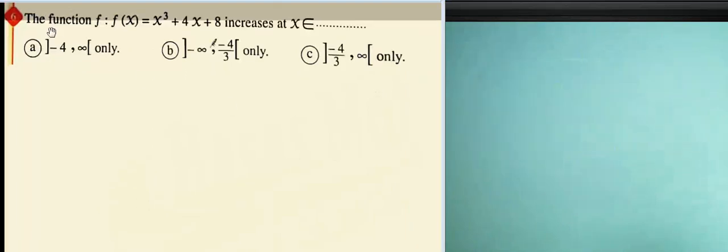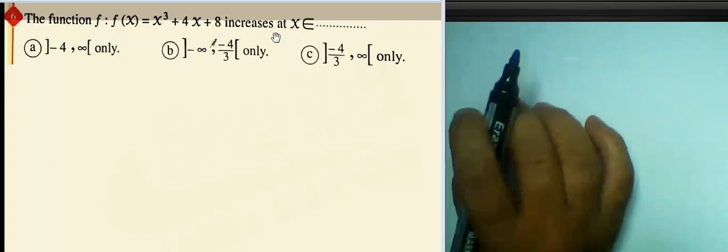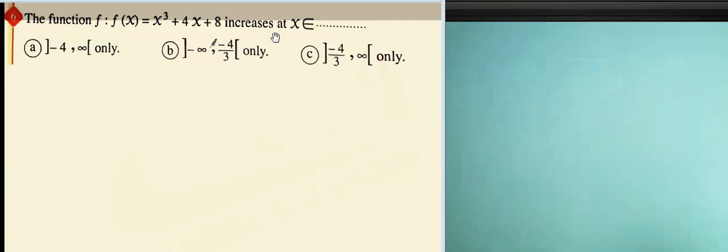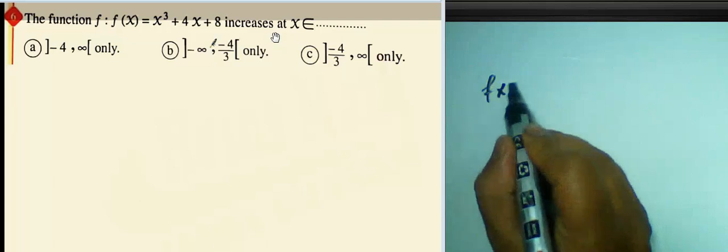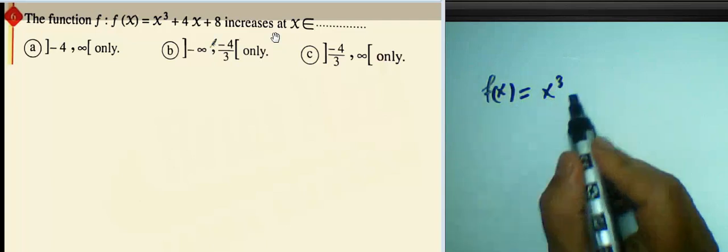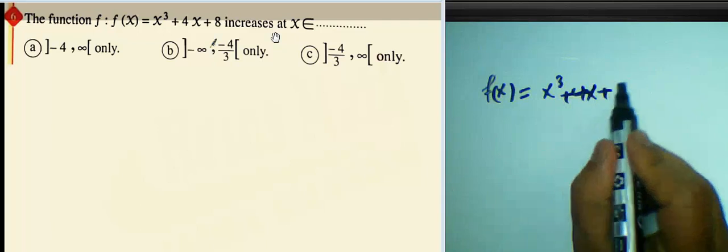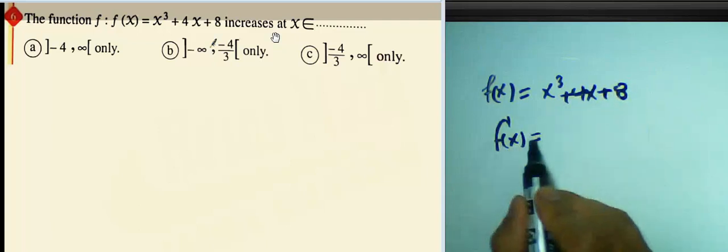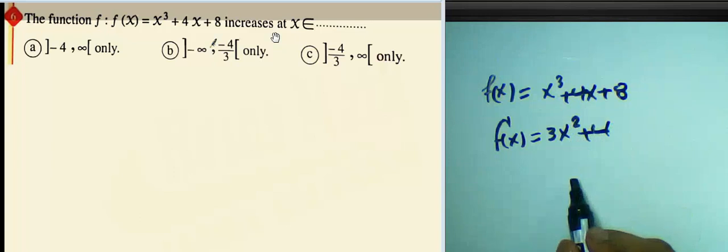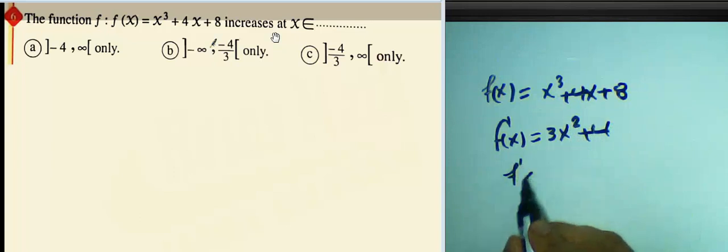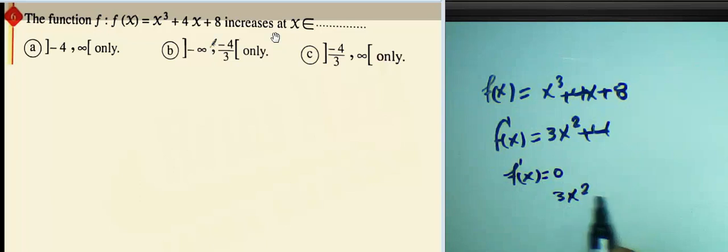Question 6. The function f of x equals x power 3 plus 4x plus 8 increases at x belonging to what? Increases means we must find the derivative of the function, put the derivative equal 0, and we can use a number line to know where it is increasing. We know f of x equals x power 3 plus 4x plus 8. We can find f dash of x, which will be 3x power 2 plus 4, and then put f dash of x equal 0, so 3x power 2 equals -4.